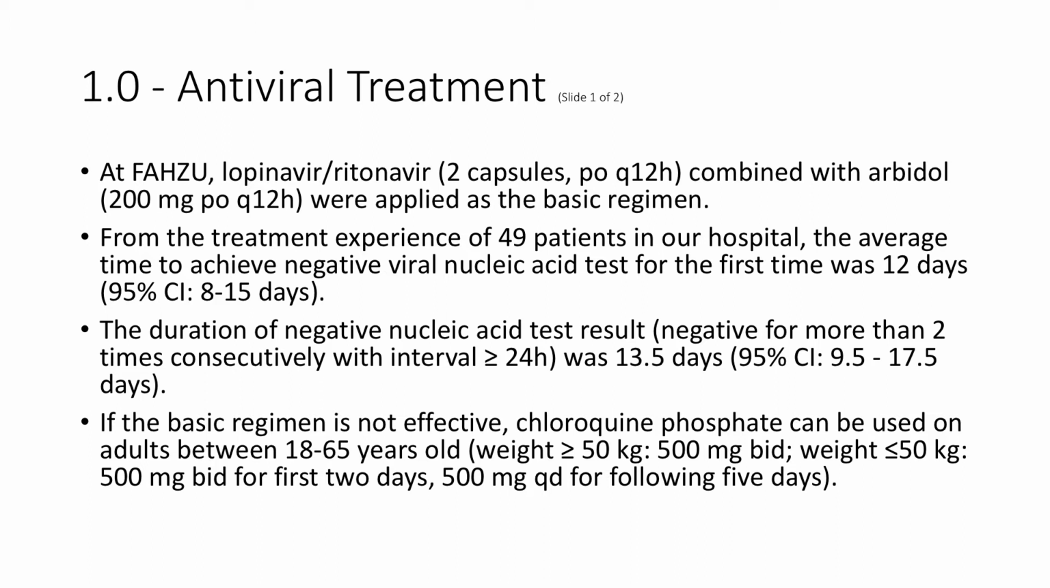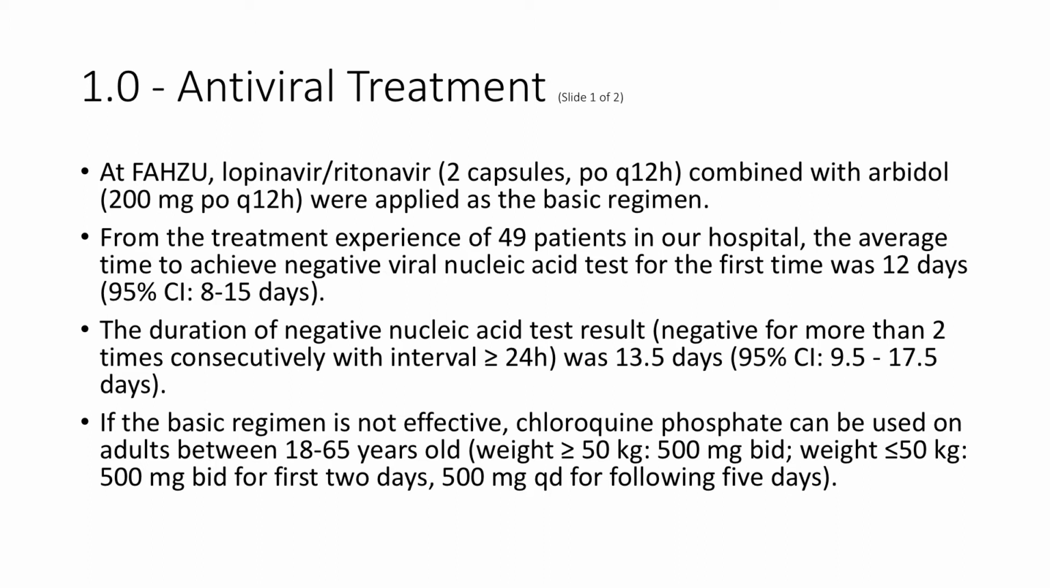From the treatment experience of 49 patients in our hospital, the average time to achieve negative viral nucleic acid test for the first time was 12 days, 95% confidence interval 8 to 15 days. The duration of negative nucleic acid test result, negative for more than 2 times consecutively with intervals of greater than or equal to 24 hours, was 13.5 days with a 95% confidence interval of 9.5 to 17.5 days.